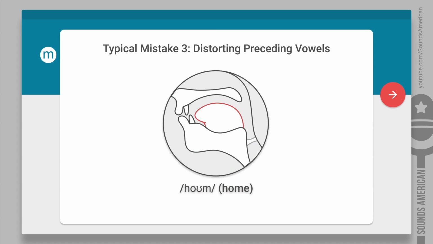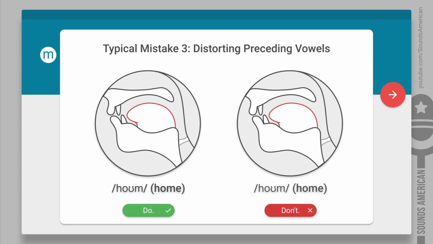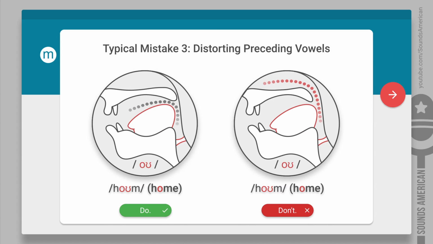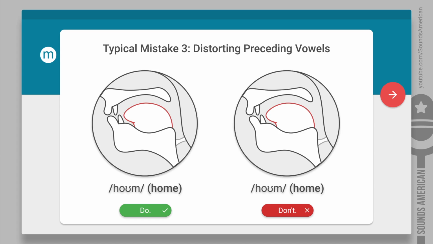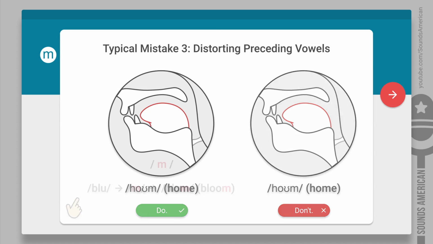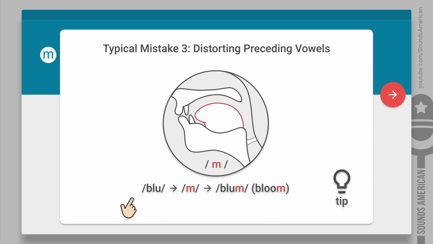words like these, some people may distort the vowel by pronouncing it through the nose. This happens if you pass the air through your nose too early, before making the M sound. How do you fix this? Just like the previous problem. Practice pronouncing words this way. Blue, bloom. Watch your vowels.